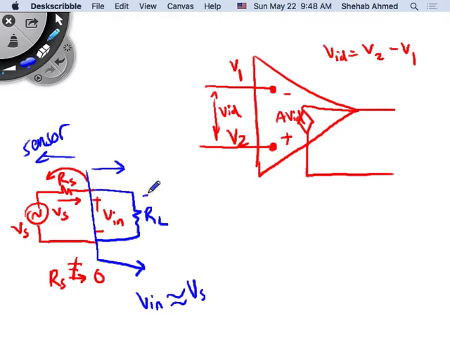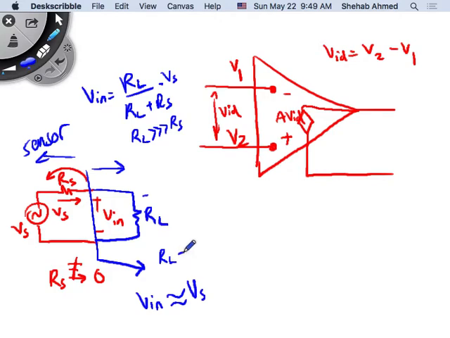But I can select my op-amp or my amplifier. I have control over my amplifier. So I would like to make sure that V input is equal to RL over RL plus RS times VS, right? I would like RL to be as big as possible with respect to RS. Ideally, I would like RL to be infinity. RL here is the input impedance of the op-amp, so RL is the R input of the op-amp.